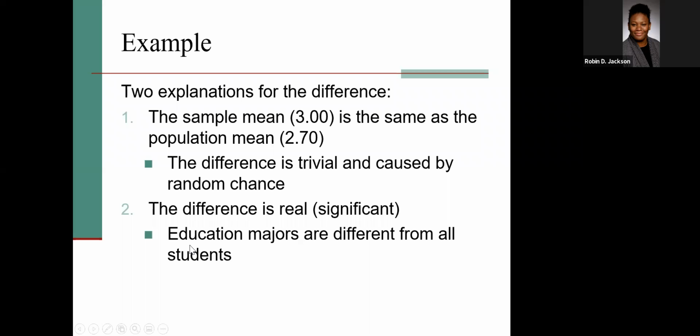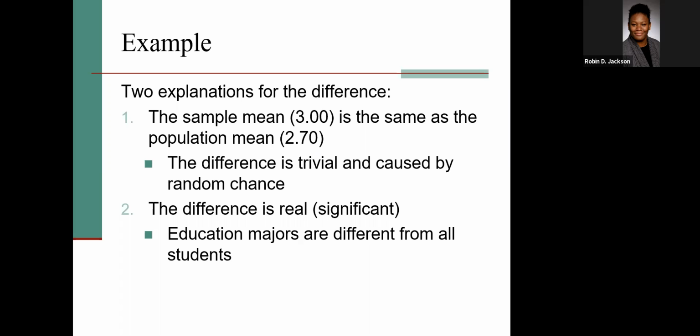All right, so the two explanations for the difference could be that, as number one indicates, there's no real difference, or that the difference happens to be so small and trivial that it's really and truly due to random chance. Or it's number two, which is basically that the difference is real and not due to chance. Again, this is statistical significance. So the question then becomes, how do we determine whether it's number one or number two? And this is where hypothesis testing comes into play.